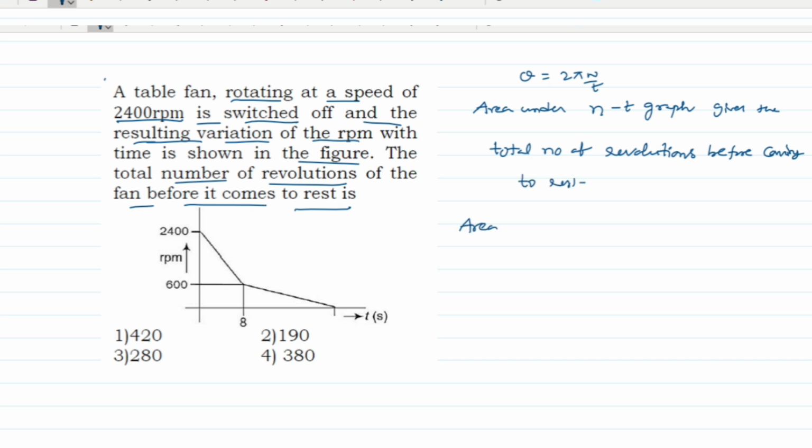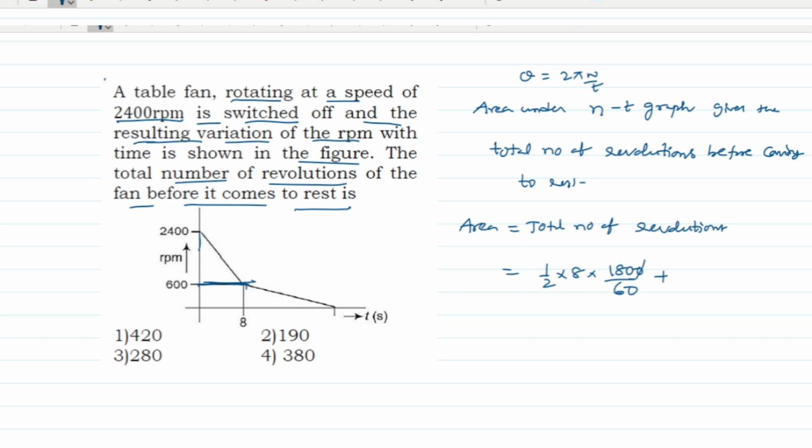So area you just calculate, students. Here the area is nothing but the total number of revolutions we will be getting. The total number of revolutions is the area; here it's a triangle, so half into base. Here it is 8 into height, you can take 2400 minus 600, so it is 1800 rotations per minute. They are asking by 60, you have to convert into seconds, plus the next one.